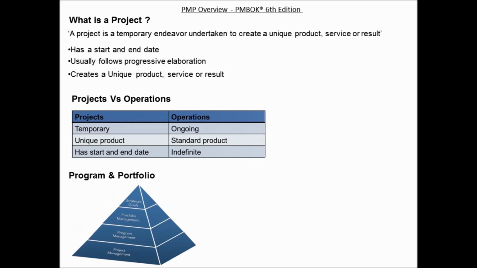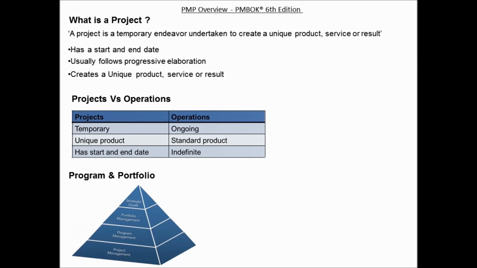Now pay attention to this. A project and a program are basically focused on doing the projects and programs in the right way, whereas portfolio management focuses on doing the right programs. Do you get the basic difference? So that's the basic difference between a project, program, and a portfolio.